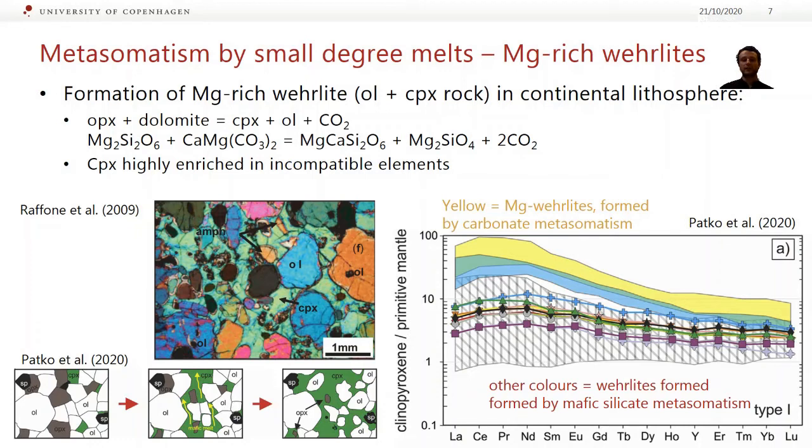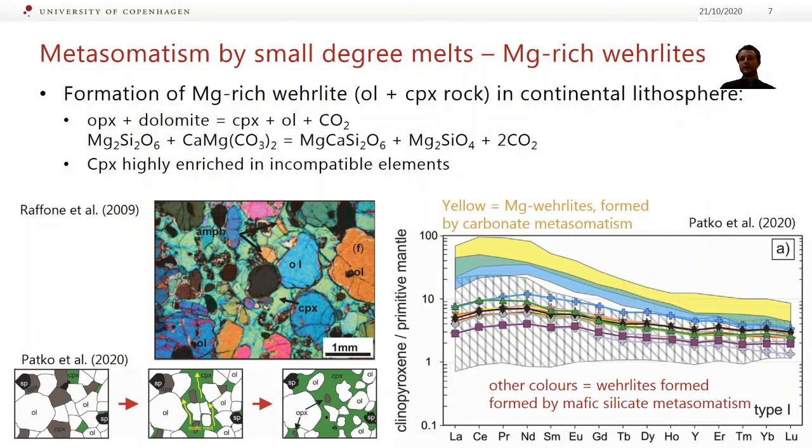And beneath, there's a schematic diagram from Patco et al., which is showing how this would happen. Just a note that the wehrlites that Patco was studying were probably formed by high degree silicate melts, but it's a similar process. So you basically have a melt percolating through your peridotite, you dissolve OPX, and you replace it with CPX to get these big poikilitic looking clinopyroxenes.